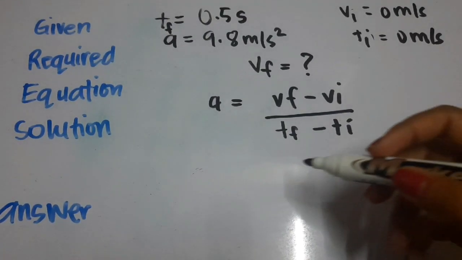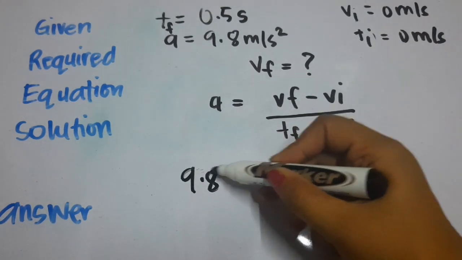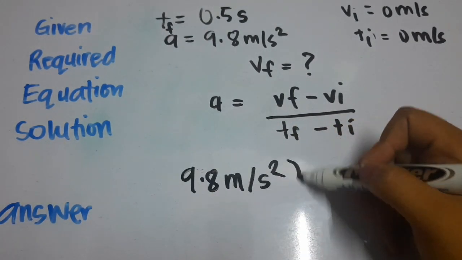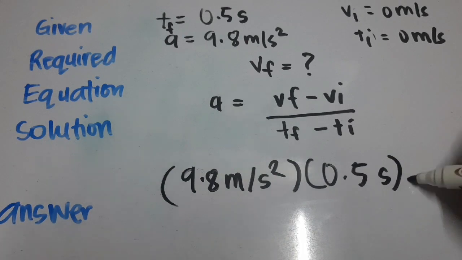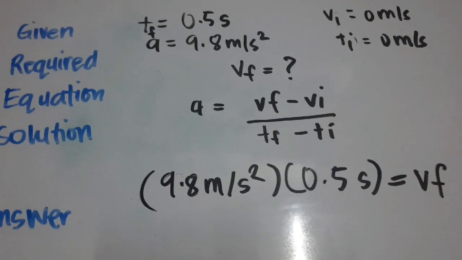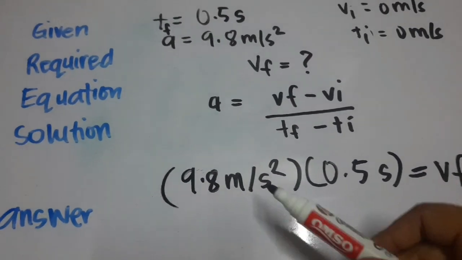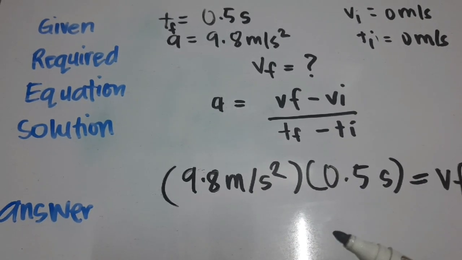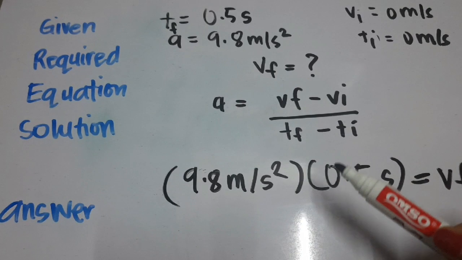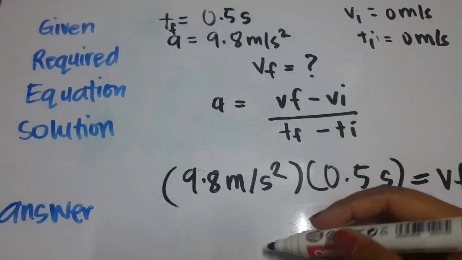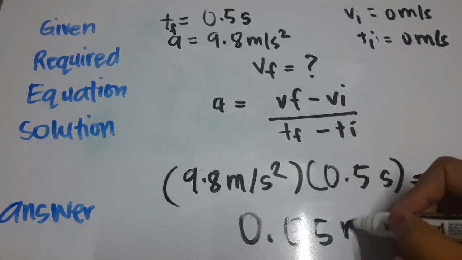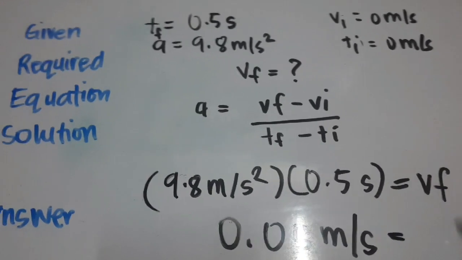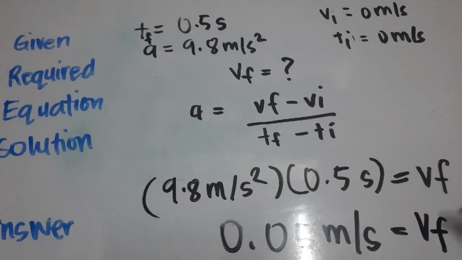So after we cross multiply, it will become 9.8 meter per second squared multiplied by 0.5 seconds is equal to the final velocity. So this time, we can now find the unknown by multiplying these two values. So 9.8 times 0.5 is 0.05 meter per second, and that is the value of the final velocity.